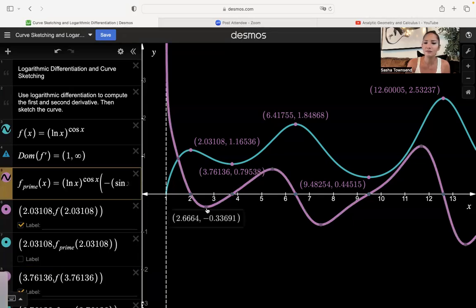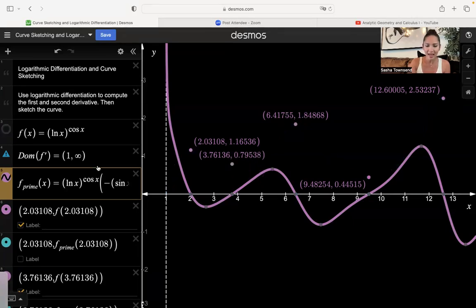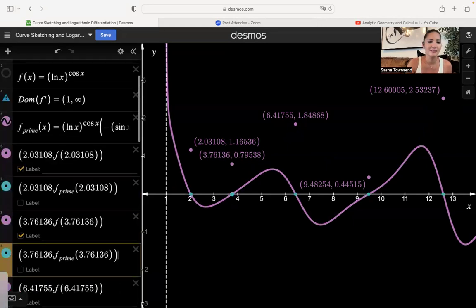Well, wherever the first derivative has relative extrema, so at this x value and this x value and this x value and this x value, then the original function should have points of inflection. So let's ignore the original function just for a moment and find those points of inflection. Now again, the points of inflection should correspond to zeros of the second derivative and relative extrema of the first derivative.